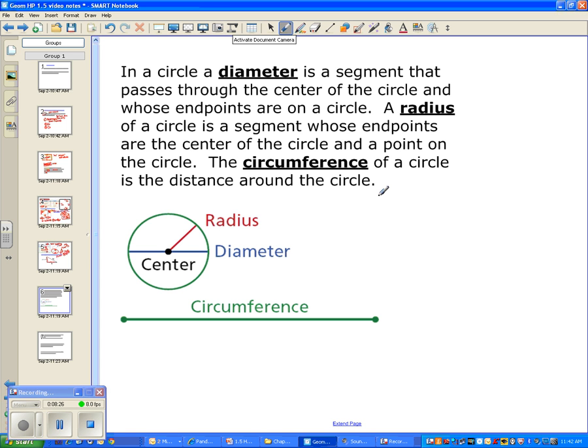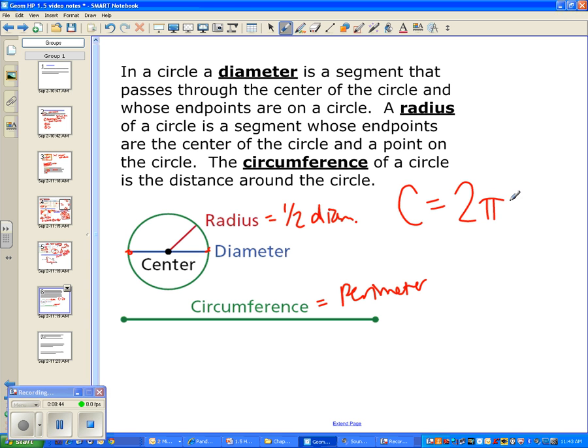Circles, you guys. A diameter is a line that goes through the center and hits the circle twice. A radius is just half. Radius is half of a diameter. And the circumference is basically the perimeter of the circle. Okay, so formulas you're going to need to know. Circumference equals 2 pi r, or you can use pi times d. So 2 times pi times the radius, or pi times diameter.